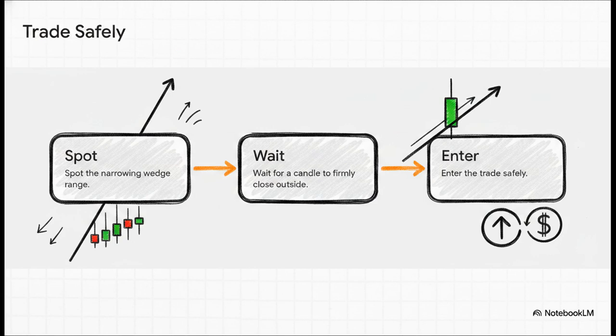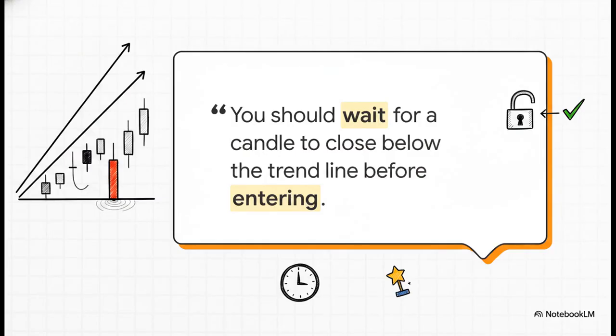Well, it comes down to a really strict 3-step procedure. Step 1, spot the narrowing wedge range forming on your chart. Step 2, wait for a candlestick to firmly close outside of that trend line. And step 3, only then do you enter the trade safely. I really want to hammer home this golden rule straight from the text regarding the rising wedge. Quote, "To avoid false breakouts, you should wait for a candle to close below the bottom trend line before entering."